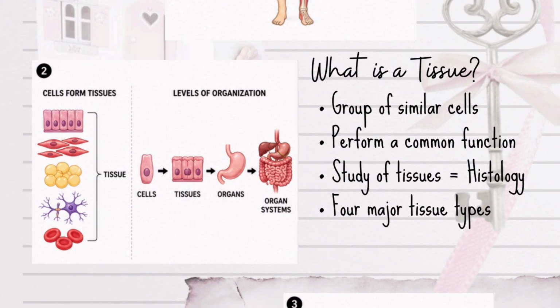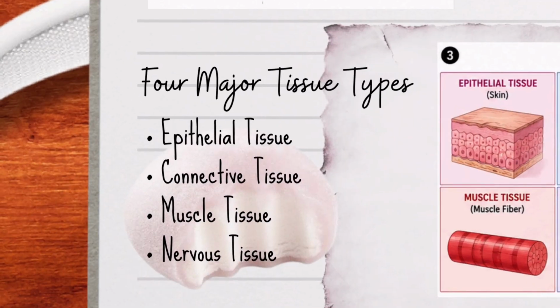Tissues also fit into a larger level of organization. Individual cells combine to form tissues. Tissues combine to form organs, and organs work together in organ systems to keep the body alive. Although the human body contains many specialized tissues, they can all be grouped into four major tissue types. Let's take a closer look at each one.